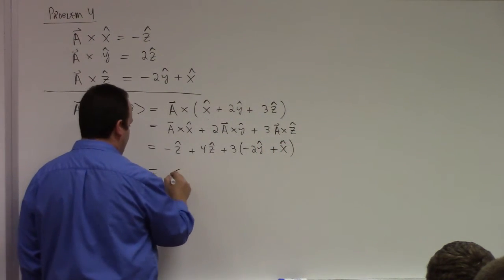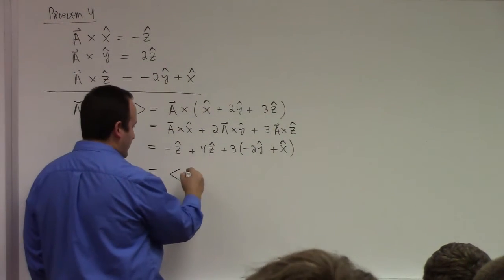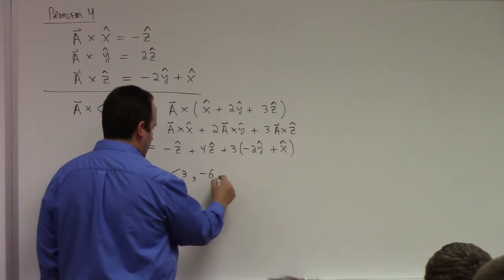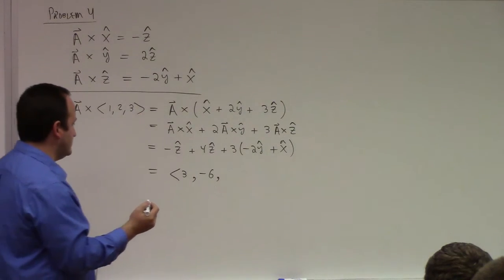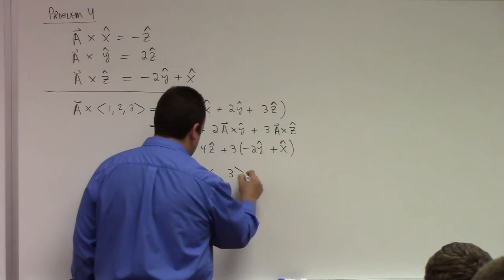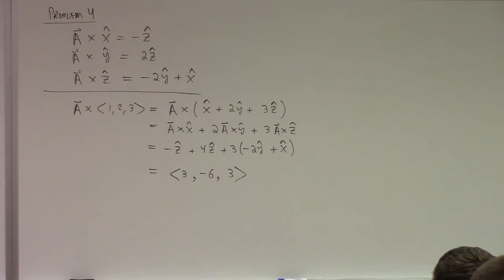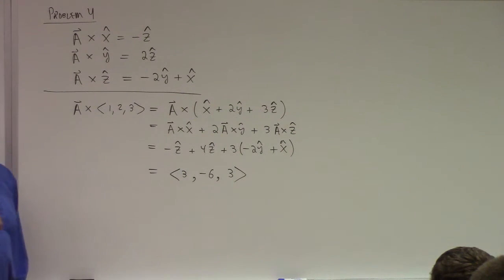All right, so if I rewrite that in the bracket notation, I get 3, minus 6, and 3. So once I did that on my solution, I knew I was wrong, because I looked at it, and I took the dot product with 1, 2, 3, and I didn't get 0. So I knew the problem didn't make sense at that point. That's why I said that to you guys.